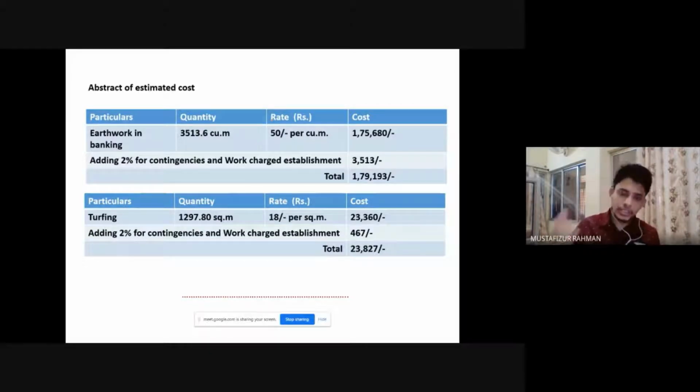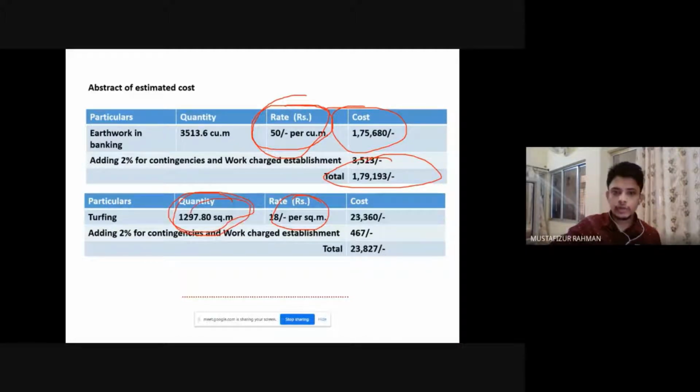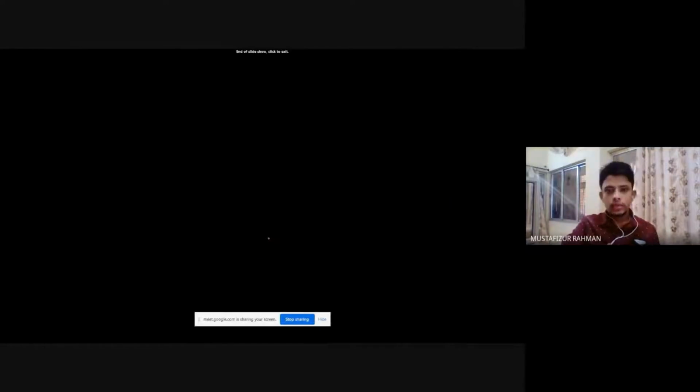And then according to that, what are their daily wages, what are the equipments required, is there anything to buy, is there anything to rent? According to that, we have to find out the cost also. But in this problem, it was simple. The rates were already given to us, and we just multiplied that to get the total cost. For turfing also, the rates were given. The total quantity we found out here also. We're just multiplying the rate, and we're getting the total value. And we are adding some contingencies and work-charged establishment. So after that, this numerical was done.